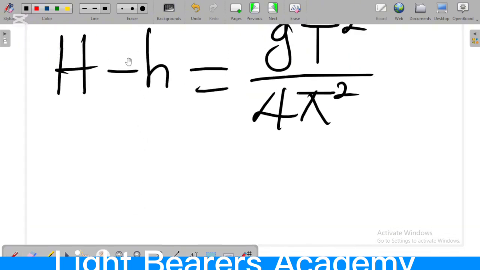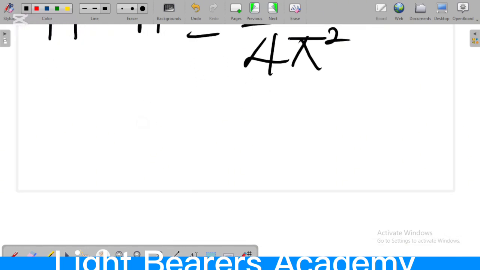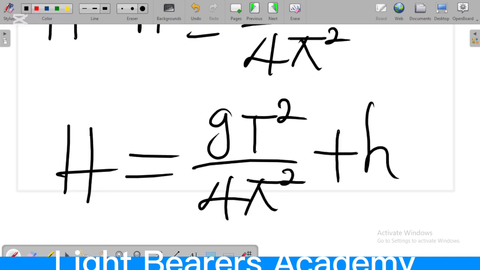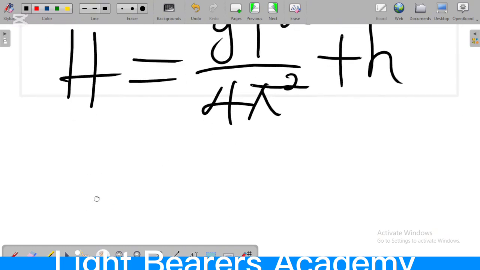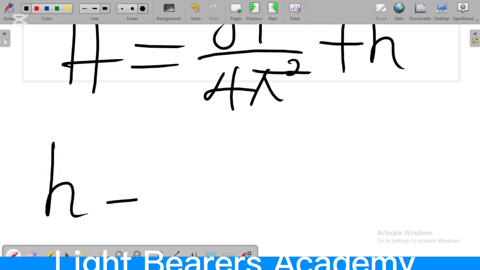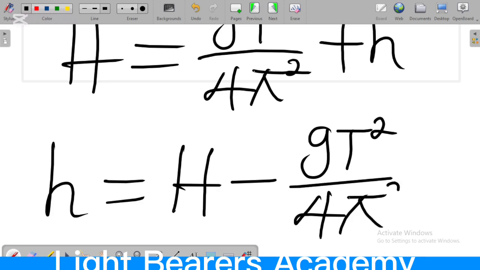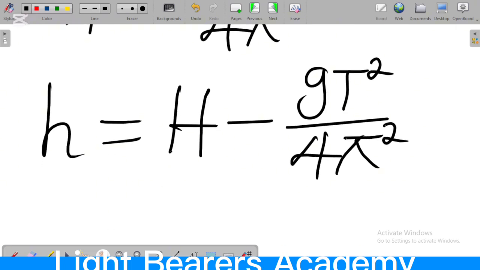So we are looking for small letter h. We simply move small letter h to the right hand side. So we have here capital letter H is equal to gT square all over 4 pi square, plus small letter h. Now let's make small letter h the subject of the formula. So small letter h is equal to capital letter H minus gT squared all over 4 pi squared.